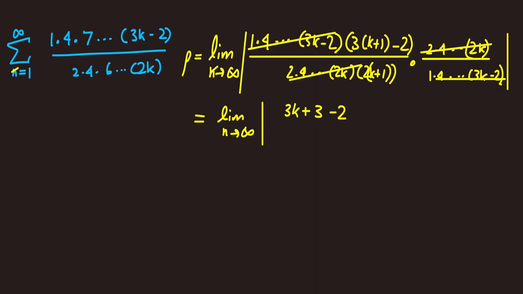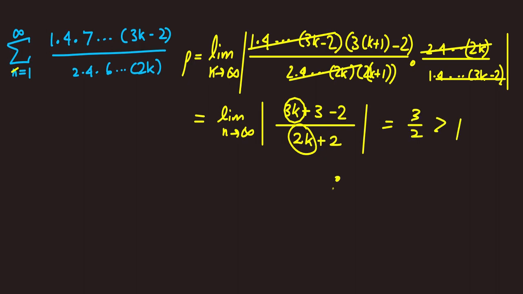So we're just left with (3k + 3 - 2) over (2k + 2), and we find the limit of that as it goes to infinity. It's just going to be 3 over 2, and therefore it diverges.